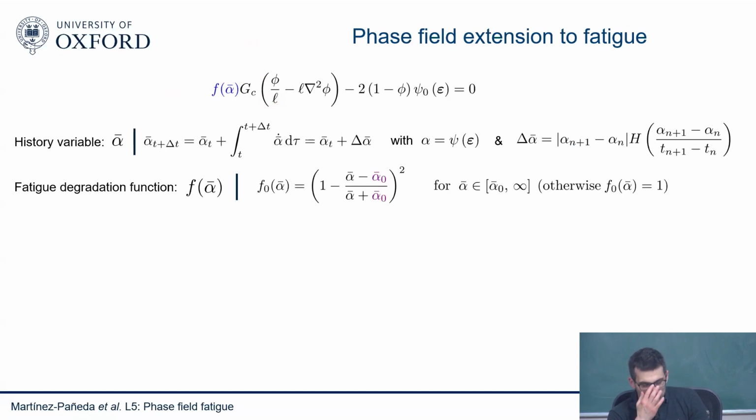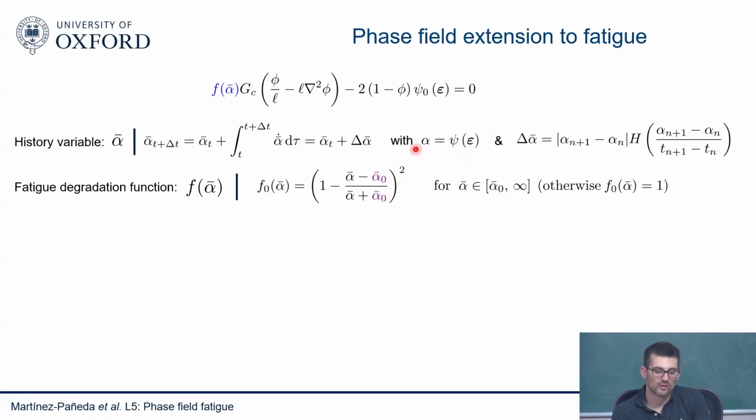So what to do about this? What choices do you need to make? Well, you need to make a decision on what is this history variable. So you have a function. I guess the two choices that you make are: what is the shape of this fatigue degradation function, and what is this history variable? What is it that you're accumulating over time? The history variable you can accumulate over time like this, and for this alpha variable, what makes more sense is to pick the strain energy density, right?